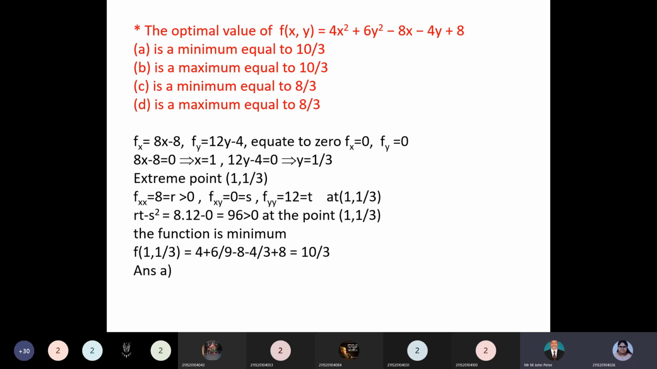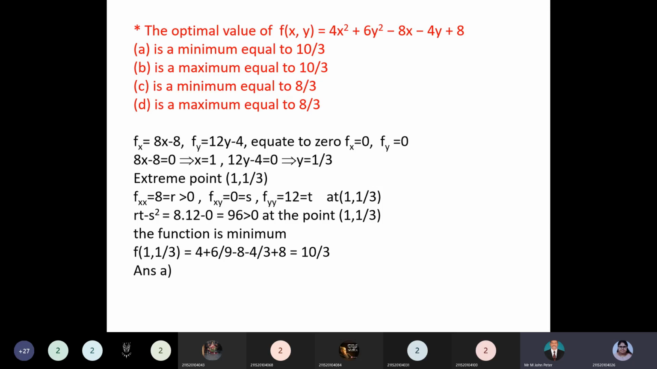So whatever the point, the second derivatives are positive. That means rt minus s² is positive, greater than 0. If rt minus s² is greater than 0 at the point, for this problem any point, that is going to be a minimum. Whatever extreme point we get is going to be the minimum point. That is the claim we get while solving the problem. So hence the point (1, 1/3) is the minimum point. Substitute it in the function f(x, y), x as 1, y as 1/3.